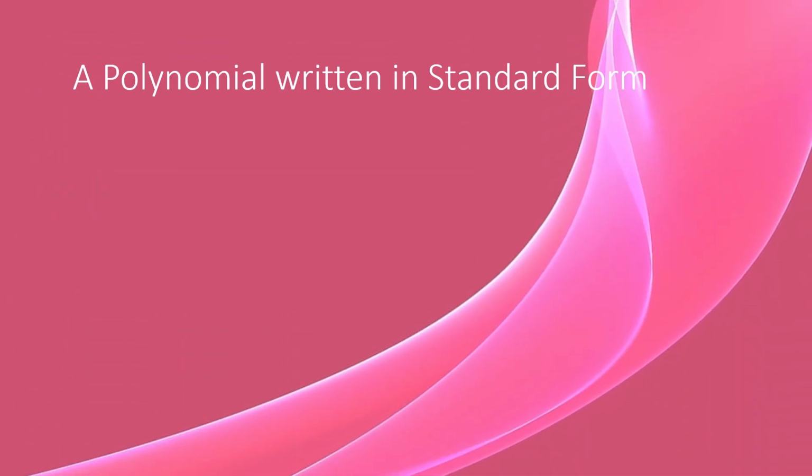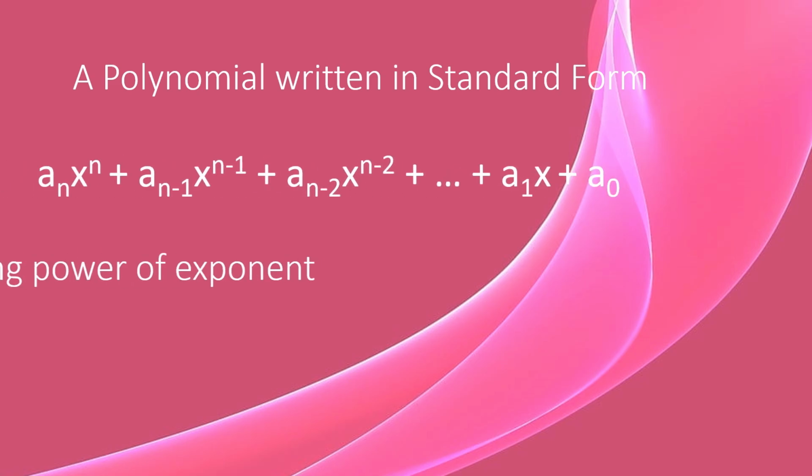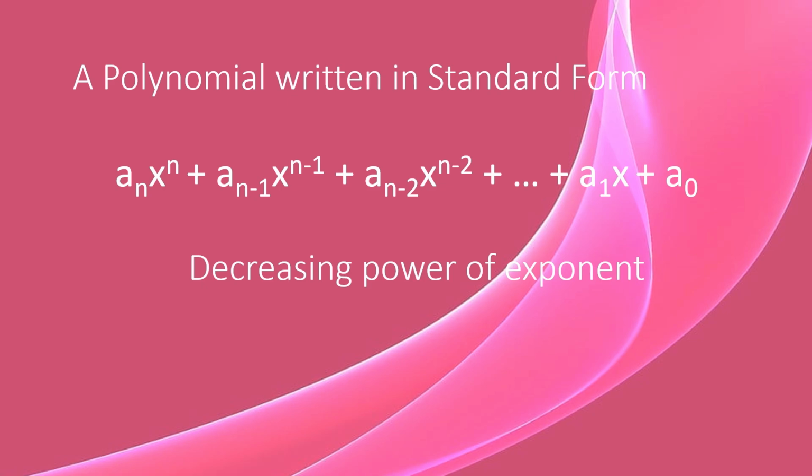Now let's talk about polynomials in standard form. A polynomial is said to be in standard form when the powers of the exponents are written in decreasing order, like this: a sub n x to the power of n plus a sub n minus 1 x to the power of n minus 1 plus a sub n minus 2 x raised to n minus 2 and so forth, plus a sub 1 x plus a sub 0.